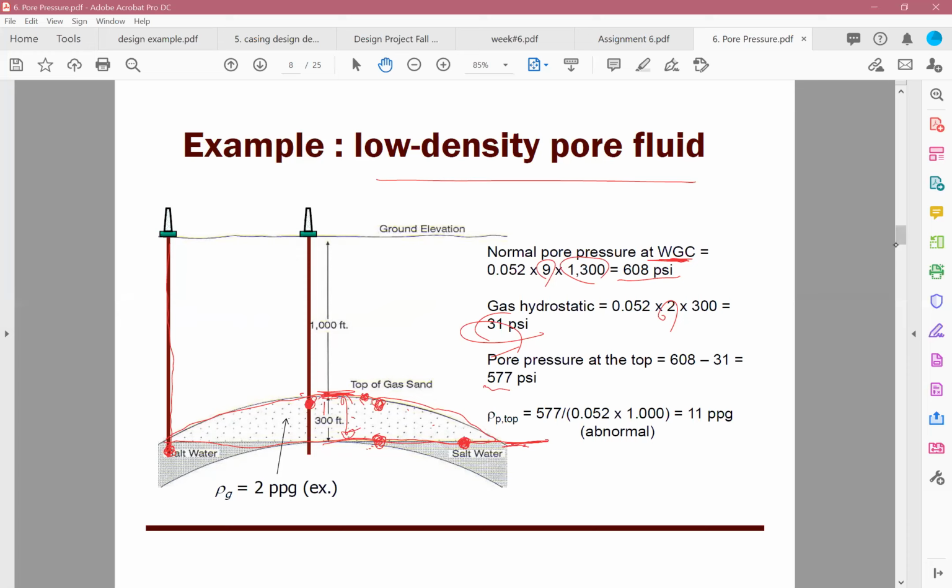Now, let's say this is 300, right? So this is 1,000 feet. So you can calculate the equivalent density here, which is 11 pounds per gallon. So 577 psi, which is the pressure at the top of this formation, divided by 0.052, divided by depth, 1,000 feet. So the actual equivalent density at the top of your gas sand is 11 while you think it is 9, right? So that's an abnormal pressure again, right? Any questions here?